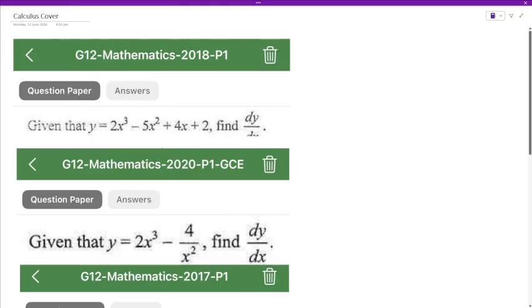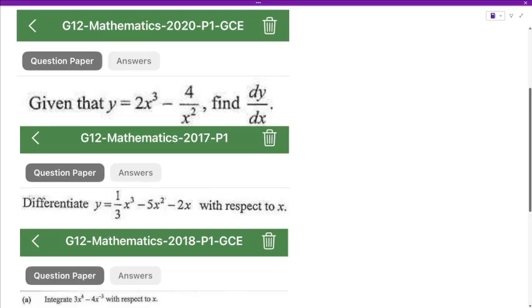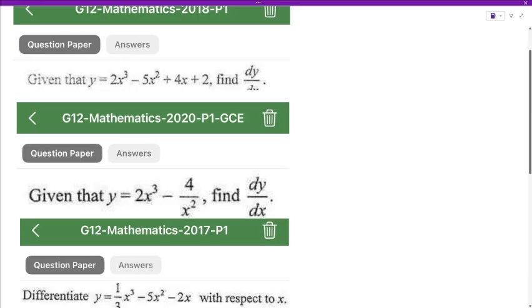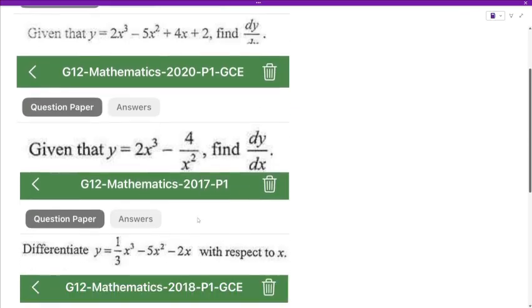So how do you know that the question you're dealing with is on differentiation, and how do you know that this one is on integration? For differentiation, they will sometimes say differentiate, like in this question: differentiate y equals 1/3 x cubed minus 5x squared minus 2x with respect to x. Or they'll give you a function and say find dy over dx. Whenever you see dy over dx, just know that this is differentiation.